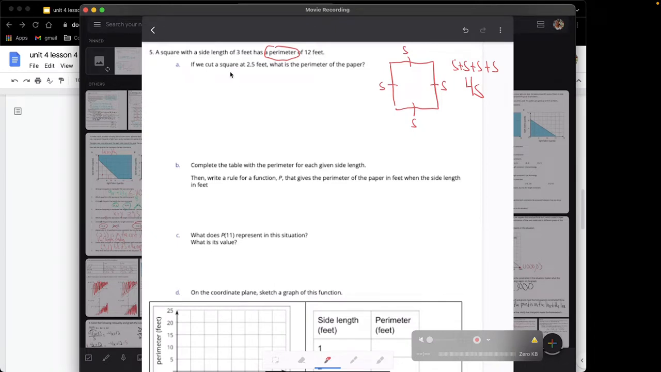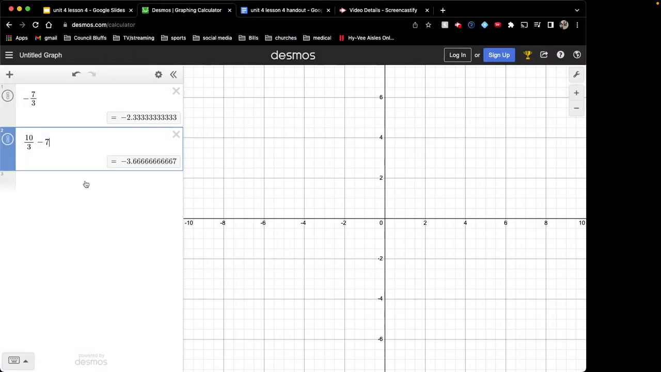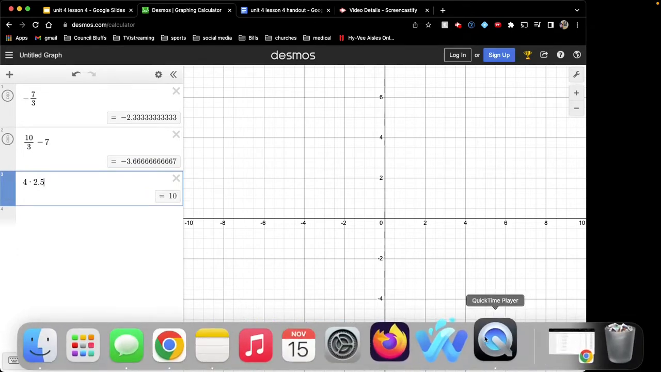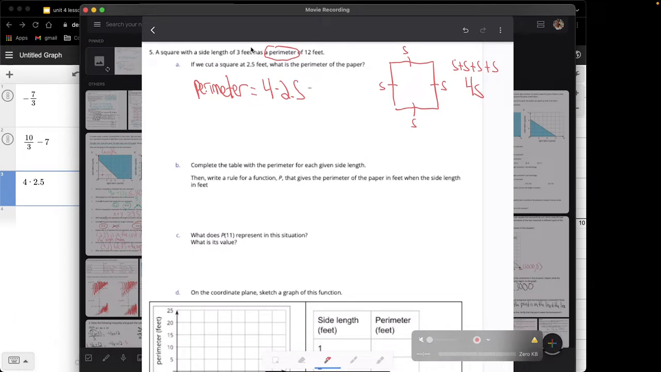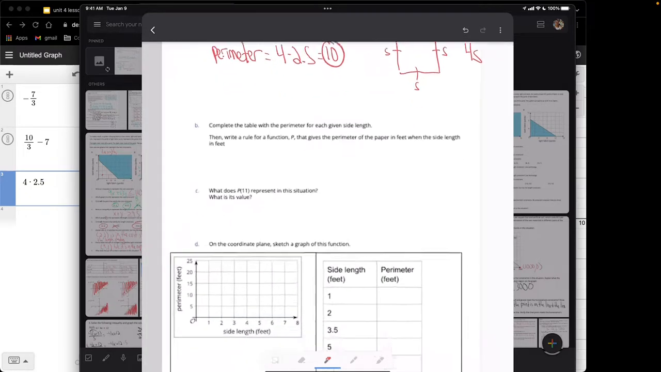So if I want to cut a square of 2.5 feet, the perimeter is going to be 4 times 2.5 feet. So 4 times 2.5 feet is 10. So that means it has a perimeter of 10.